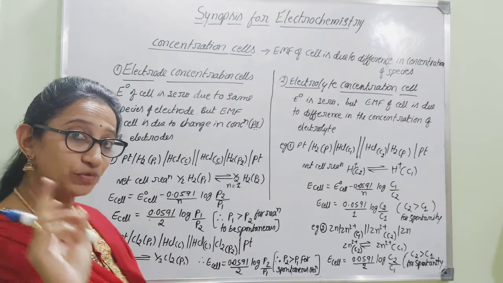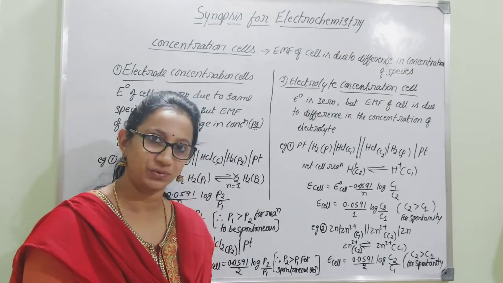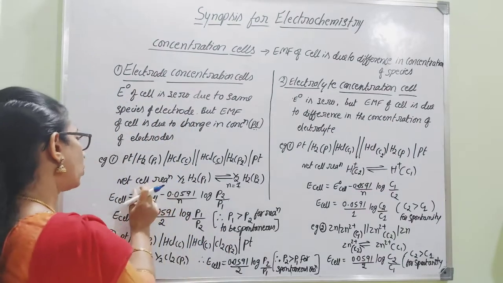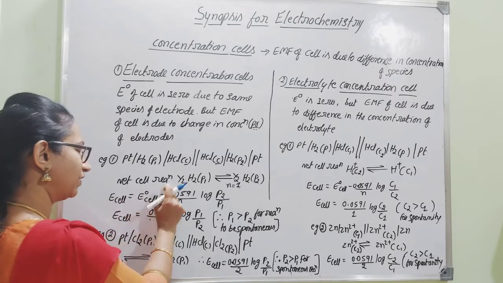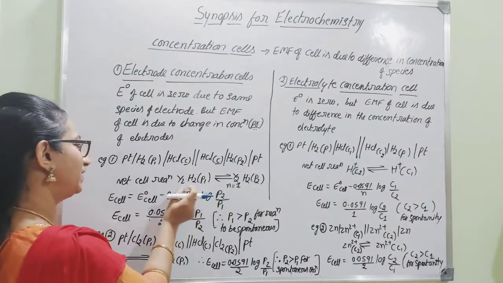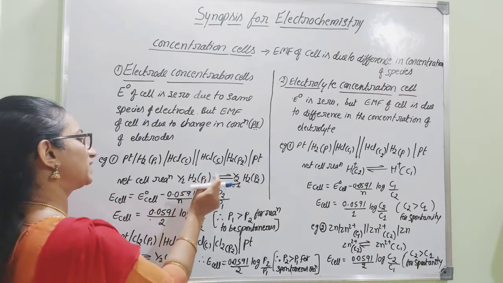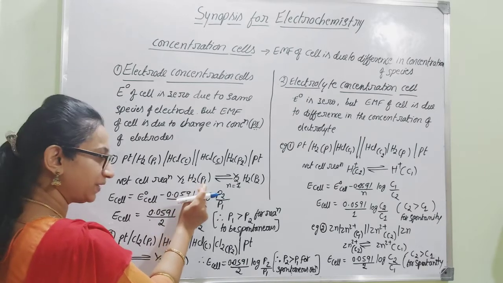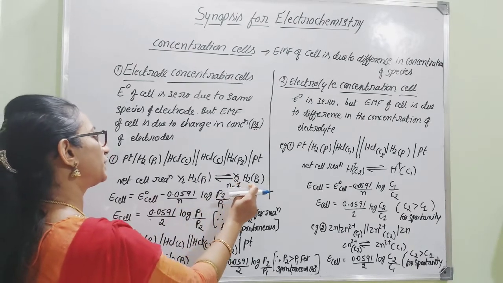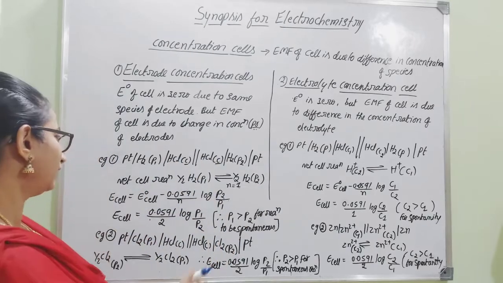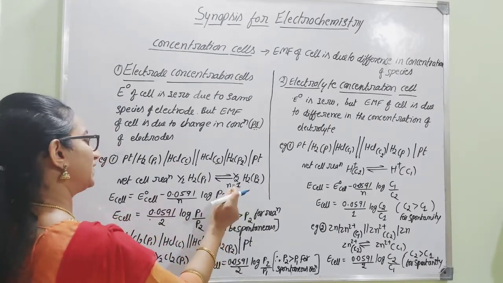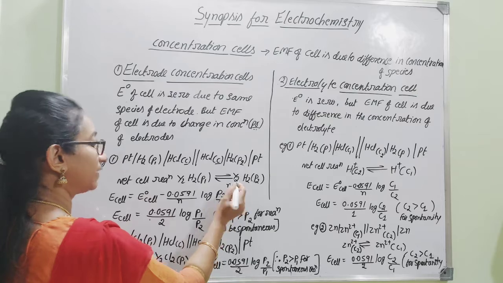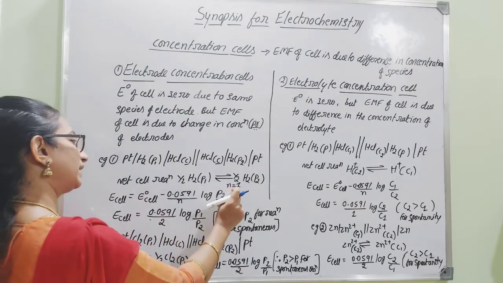We first have to write both the anodic reaction and the cathodic reaction. Once you add both, you get the overall net cell reaction. What is that net cell reaction? Half of H2 is reversible with half of H2, that is, hydrogen gas at pressure P1 is in equilibrium with hydrogen gas at pressure P2. Got it? Here there is an exchange of one electron, hence n is equal to 1.